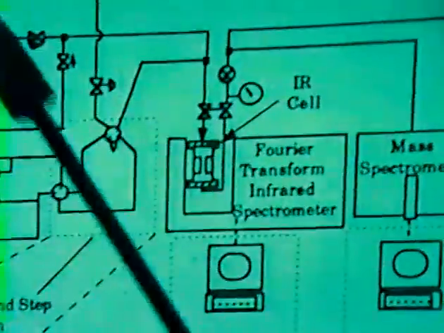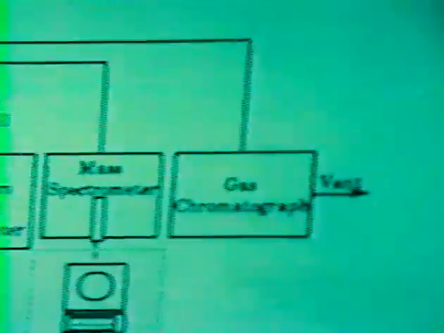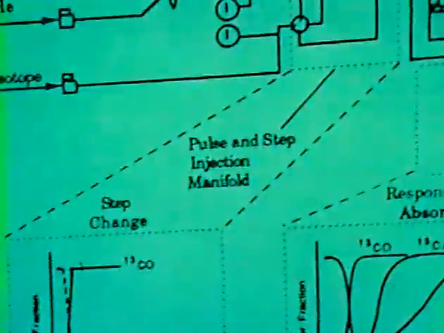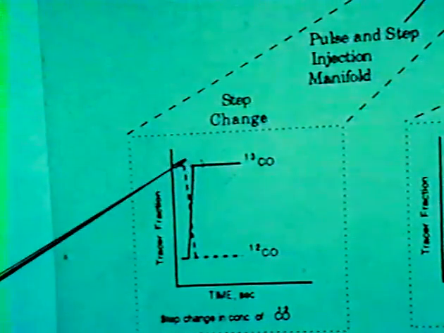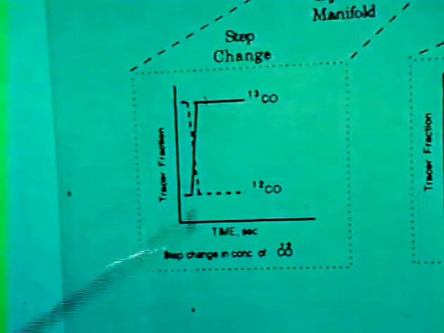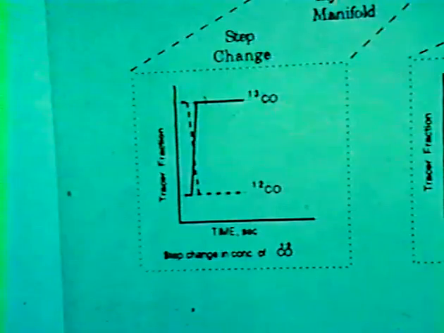This in-situ infrared cell is placed in the FTIR spectrometer, and we also designed various lines and valves here to produce a step change in the reactant concentration. In this case, we can produce a step change in C13O concentration, and we can also produce a pulse change in the C13O concentration.